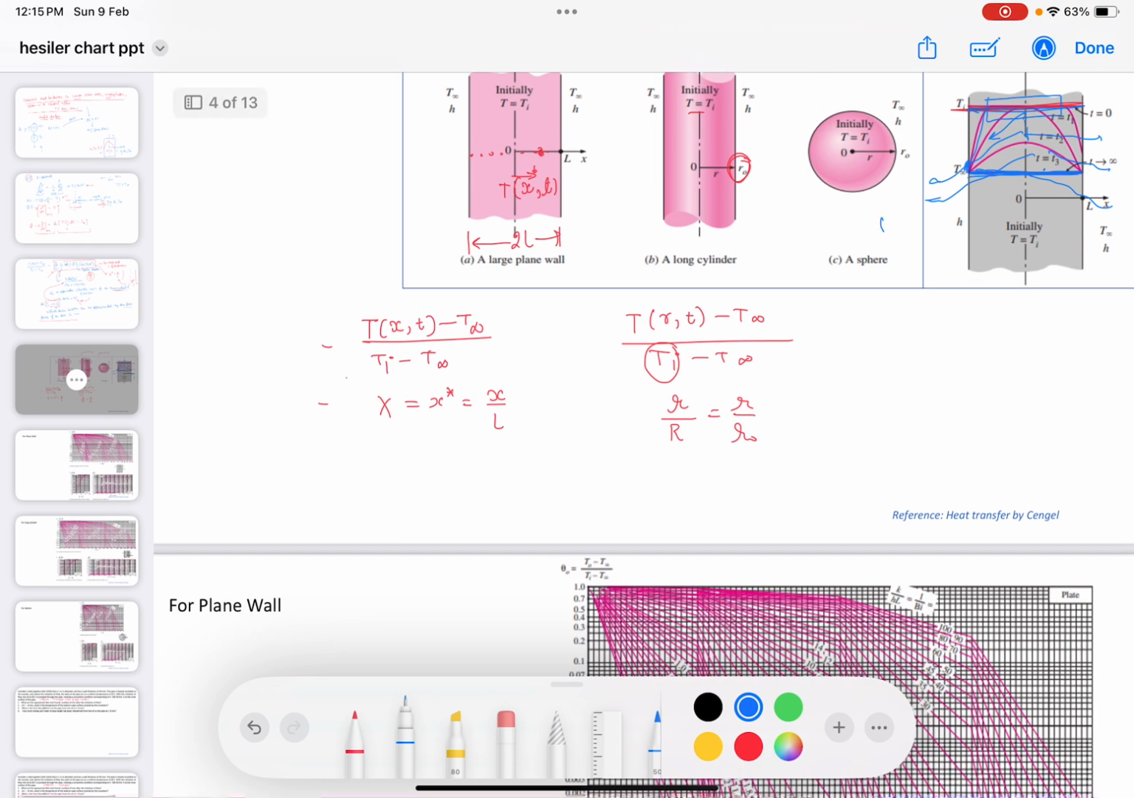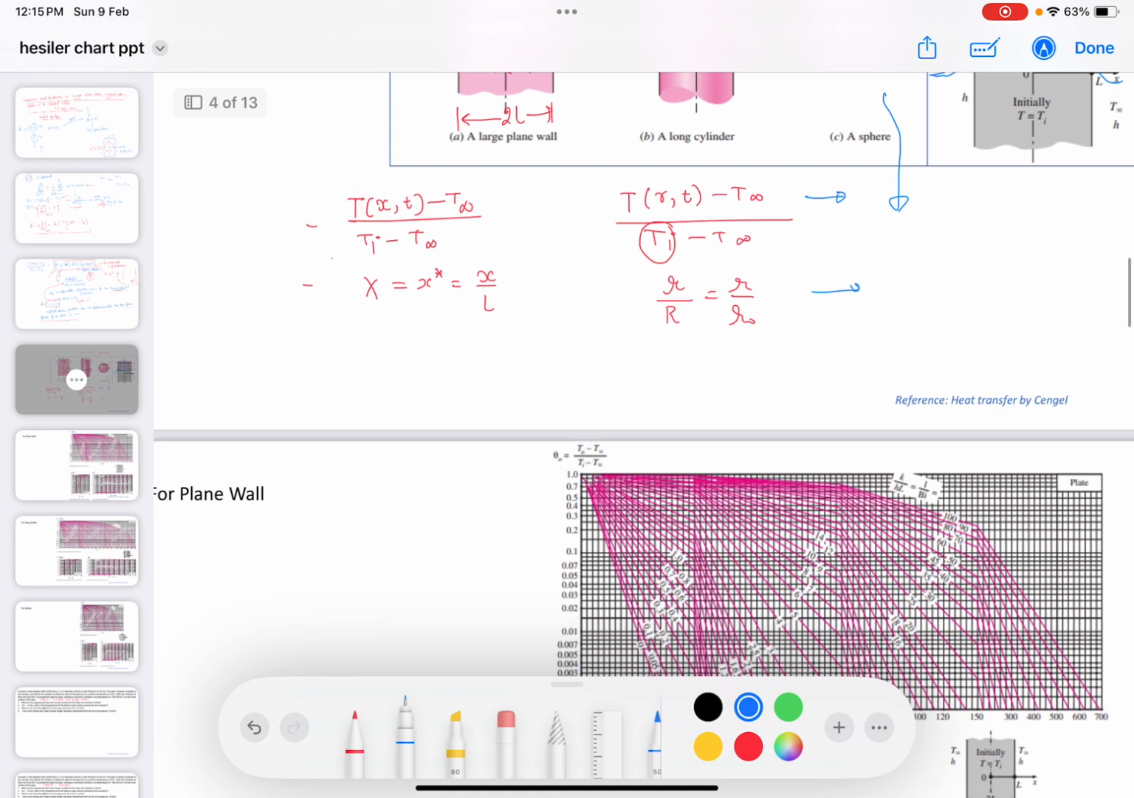Similarly for the sphere, the same equation, and we are familiar with the Biot number, hL by k. Note that we are not using volume by surface area as the characteristic length here.